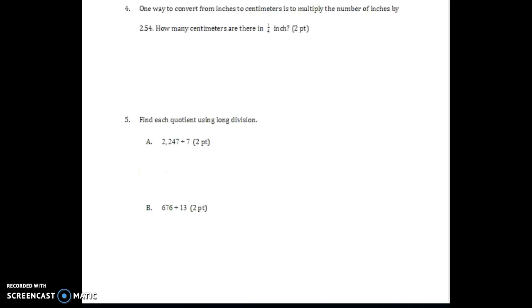Question 5. Find each quotient using long division. A. 2,247 divided by 7. B. 676 divided by 13.